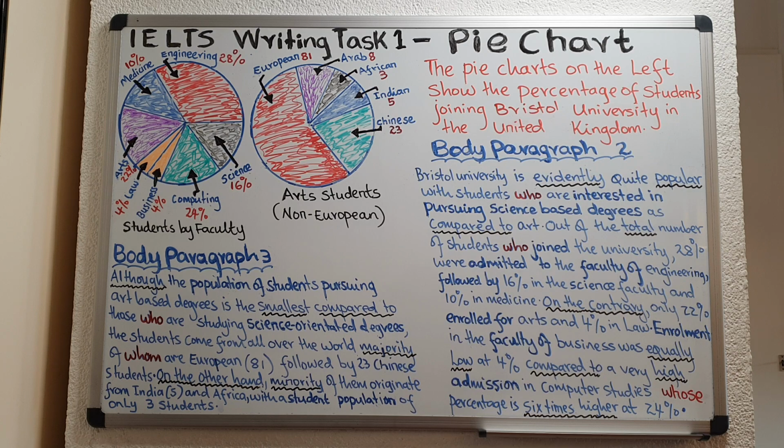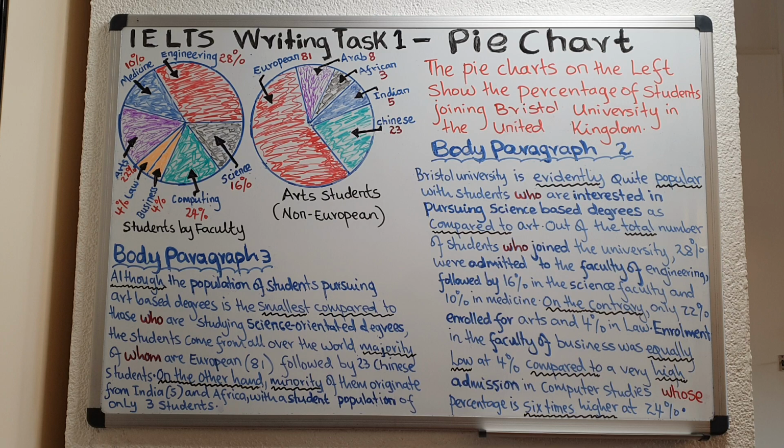It was equally low. I use the word equally because I'm comparing with the previous one, which was 4%. Enrollment in the Faculty of Business was equally low at 4% compared to a very high admission in Computer Studies, whose percentage is 6 times higher at 24%.